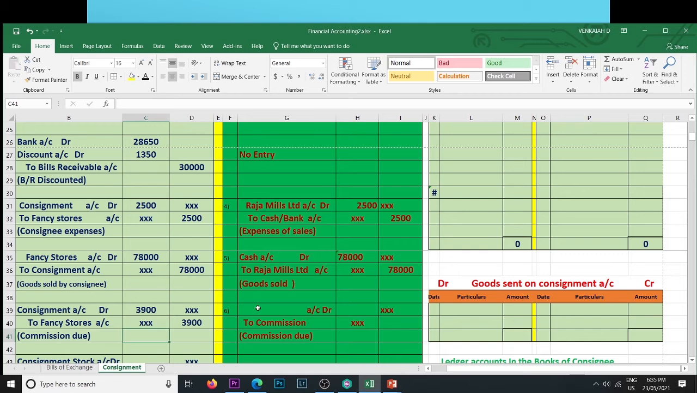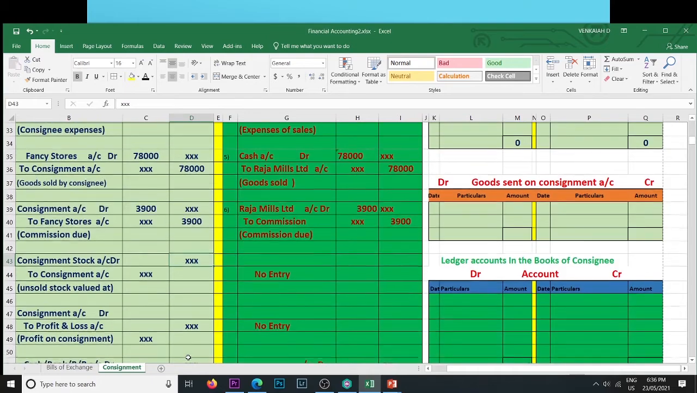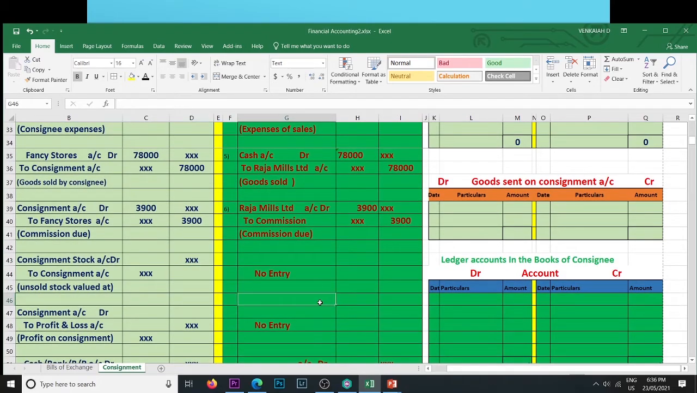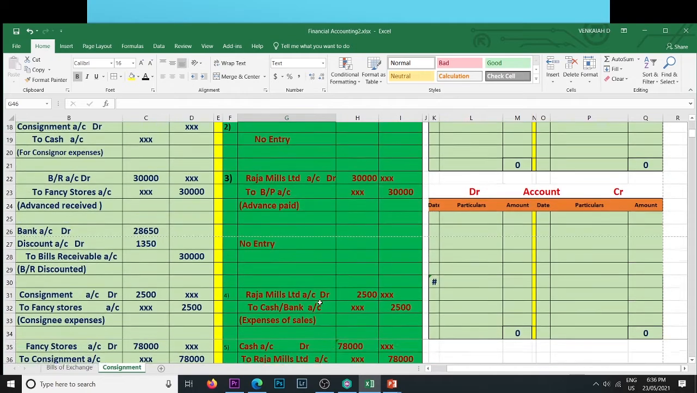Right. So for this entry, consignor account debit to commission account. Raja Mills Limited account debit to commission account, 3,900. Commission due or paid. Okay. So there is no unsold stock here, and profit or loss we will calculate now. Now first, we are posting the entries.